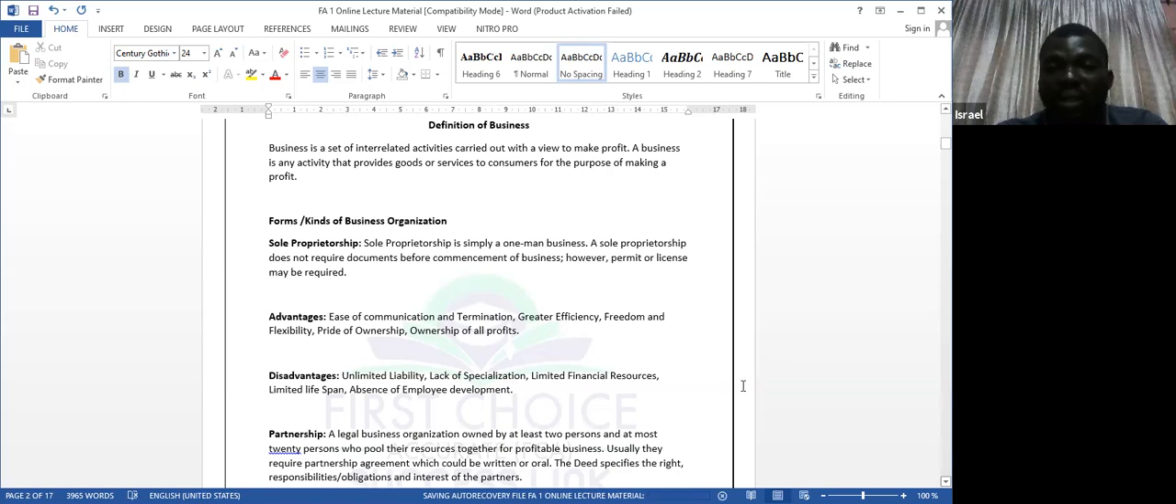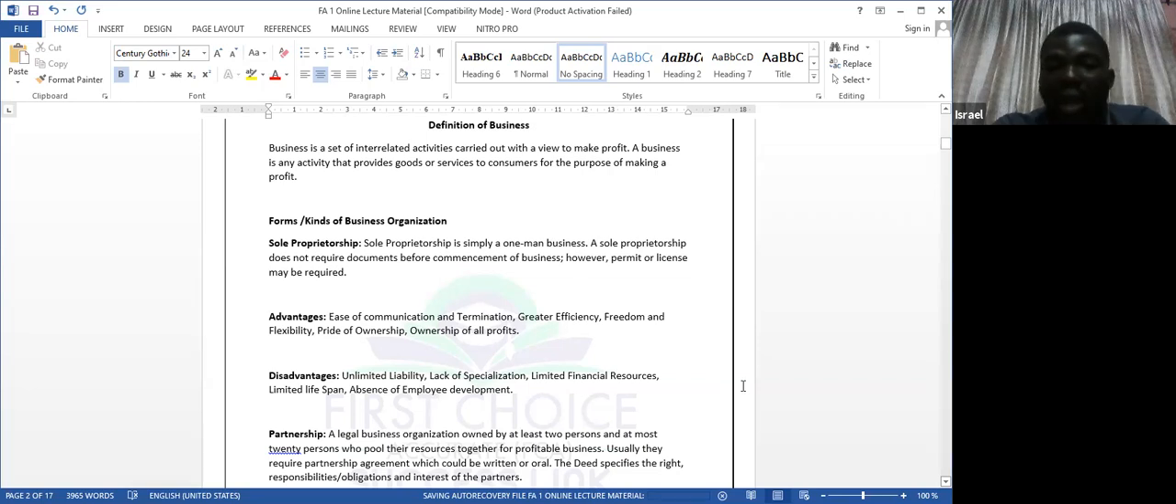Number one advantage is that there's great efficiency. Great efficiency in the sense that there's no need for him to wait for anybody before he acts. So he can easily act. And because the size is small, he does not need a lot of production factors to work with. So with few production factors, he can still operate at a reasonable level.